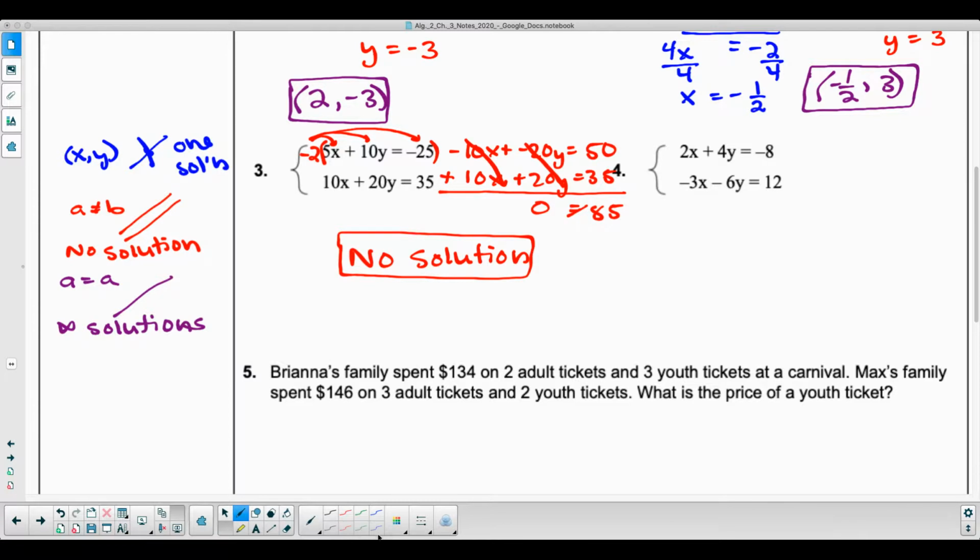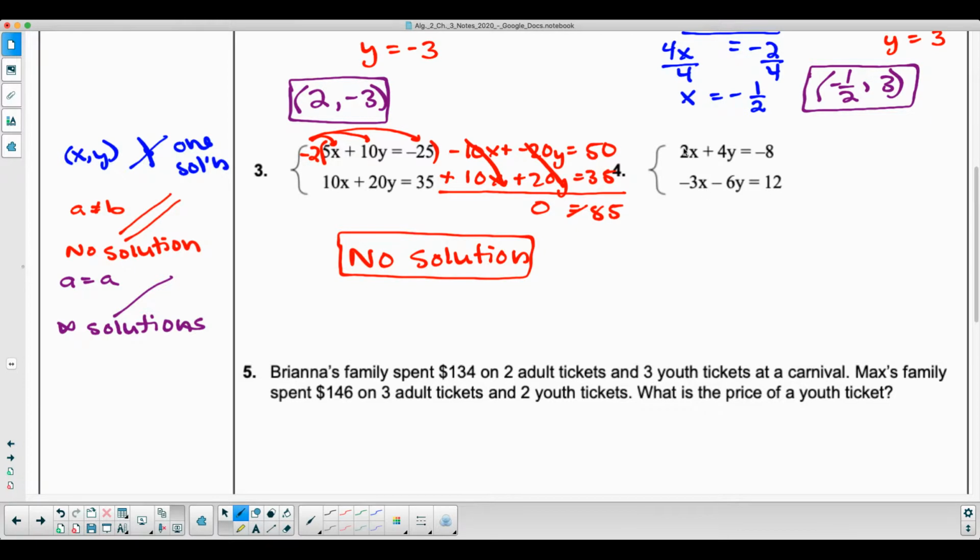All right, let's try number 4. 2x plus 4y equals negative 8. Negative 3x minus 6y equals 12. Well, you can see here our x's have opposite signs and our y's have opposite signs, but they aren't the same coefficients. So we actually have to get a little creative on this one.